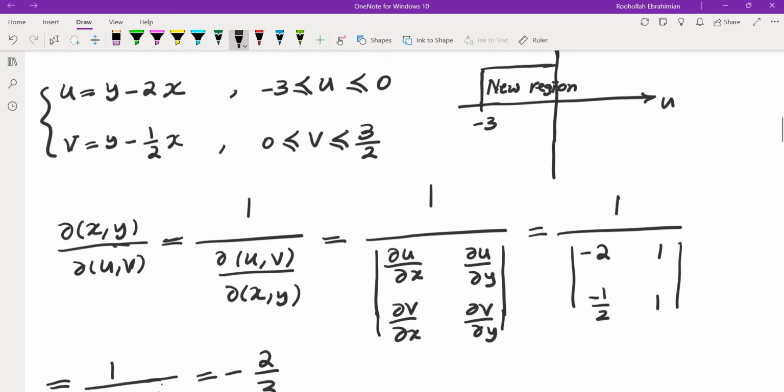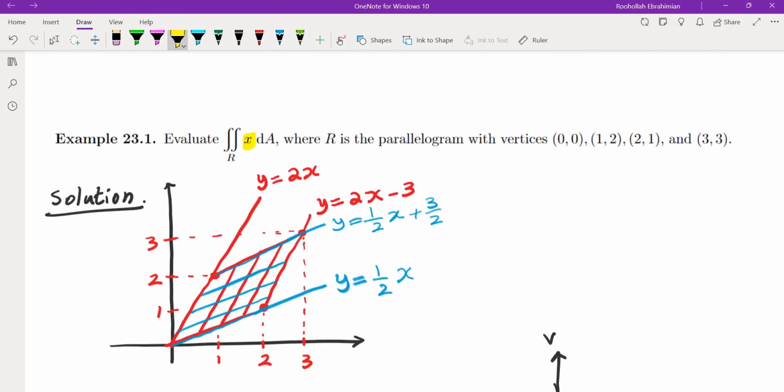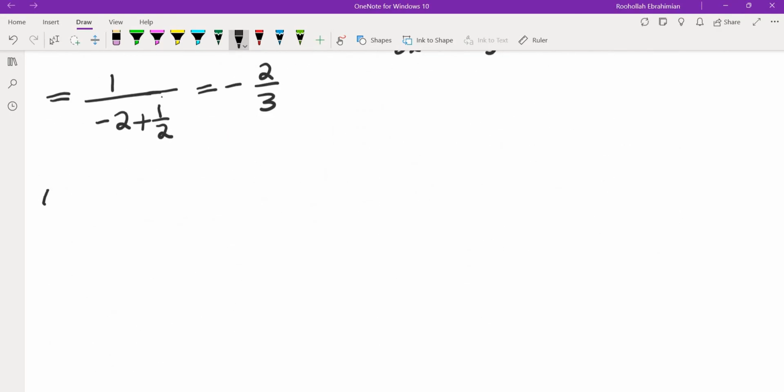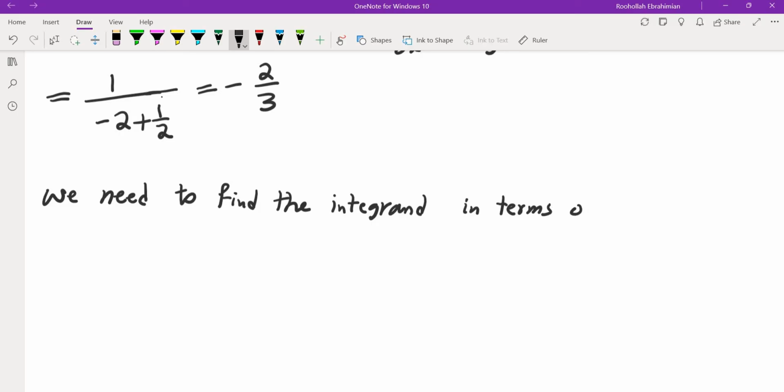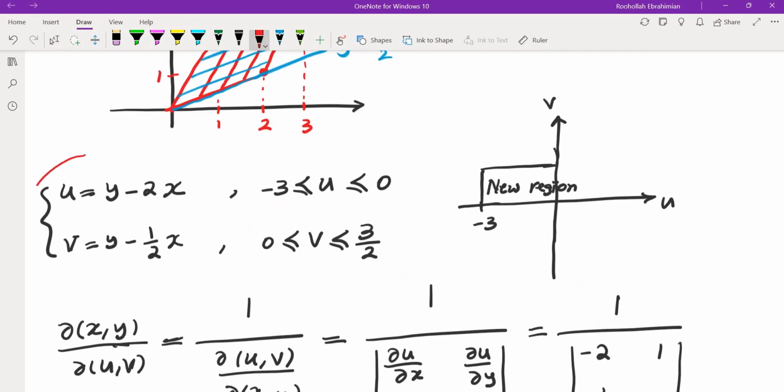And all we have to do is du dv, but we have to multiply by the absolute value of -2/3, which is 2/3. Now, looking back at the original integral, we also have an integrand of x, so we'll have to solve for x. So we need to find the integrand, which is x in this case, in terms of u and v. So the integrand was x. So how do we get x from this equation that we have right here?